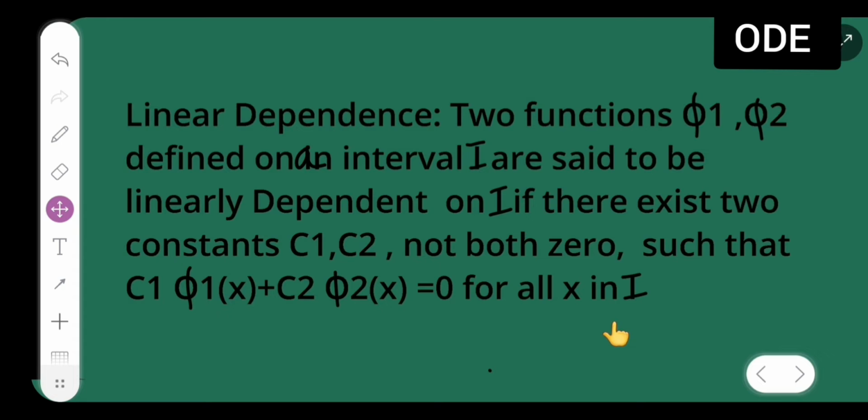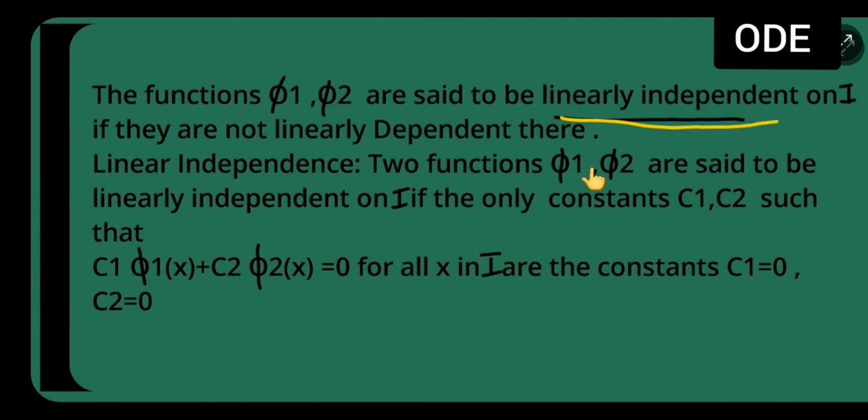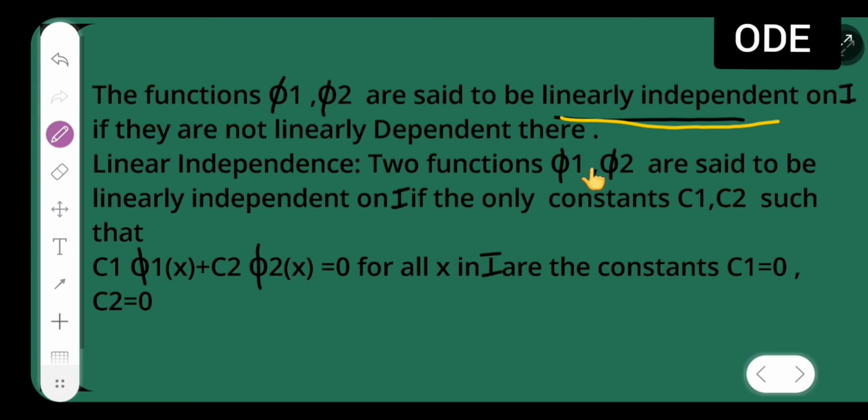Next, let me give you the definition of linear independence. Now, what is a linear independence? The functions phi1, phi2 are said to be linearly independent on I if they are not linearly dependent there. Okay, if it is not linearly dependent, that means it is linearly independent, right?